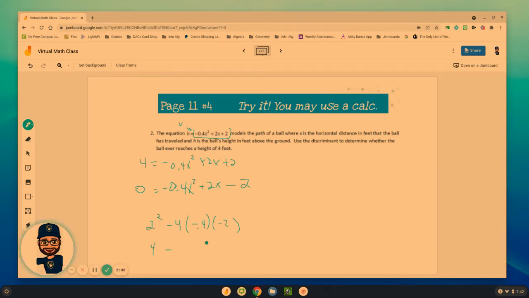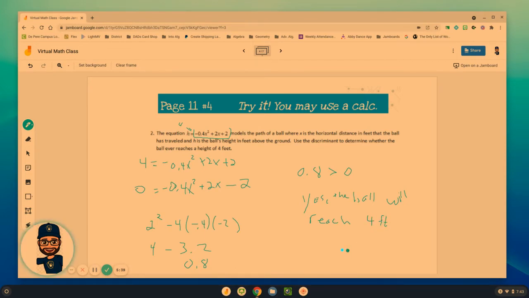4 times that should get negative 3.2. So we're going to subtract 3.2, meaning we get 0.8 for the discriminant after we set the equation equal to 0. And because 0.8 is indeed greater than 0, we can say, yes, the ball will reach 4 feet. And in fact, it'll actually reach 4 feet twice.